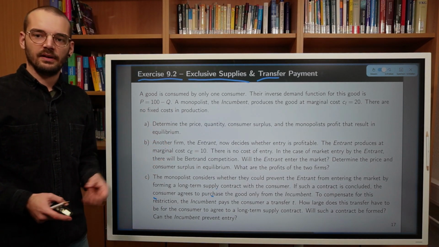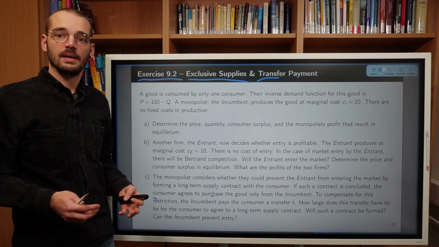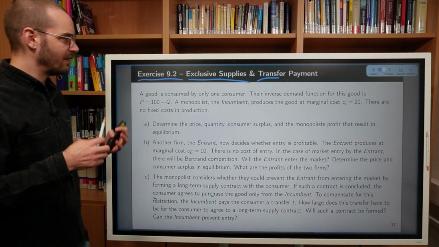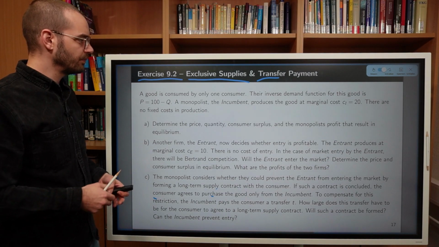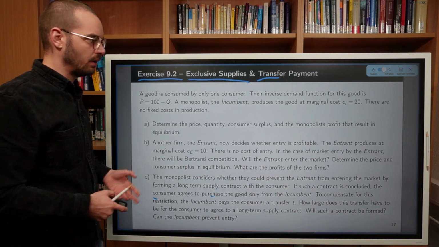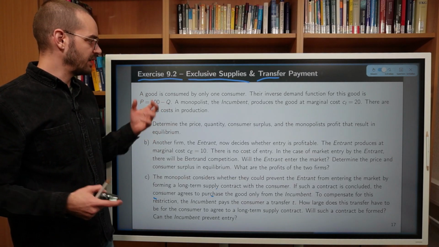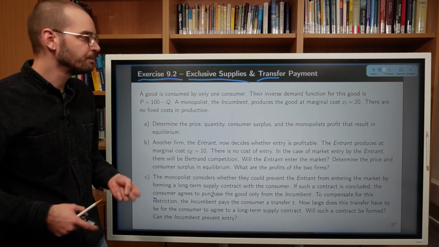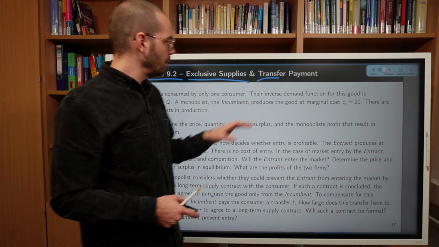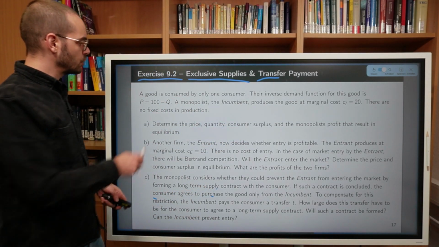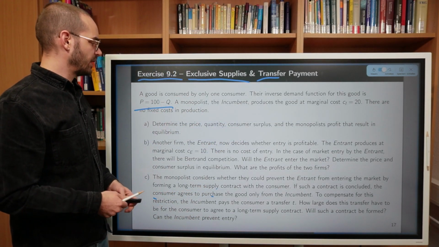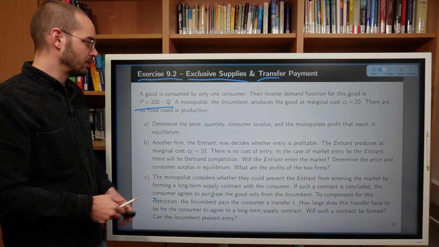We will see later on that this is just a simplifying assumption which will not have much effect on our model overall. But let's just, for the moment, accept that there's only one single consumer. We know the demand function of this single consumer. It reads P equals 100 minus Q.